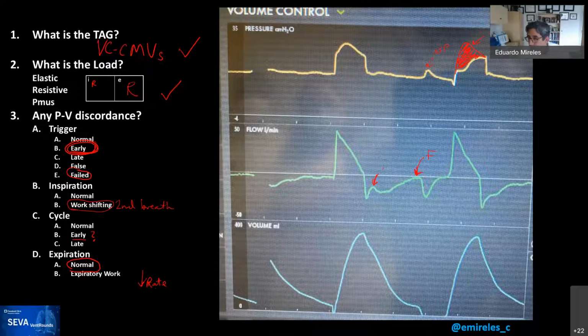All righty, so there's a couple of questions. Before I move into the questions, Rob, any comments about this read? So we have CMV with increased resistance, one early trigger, failed trigger, and evidence of some work shifting on the second breath. I agree, looks good.